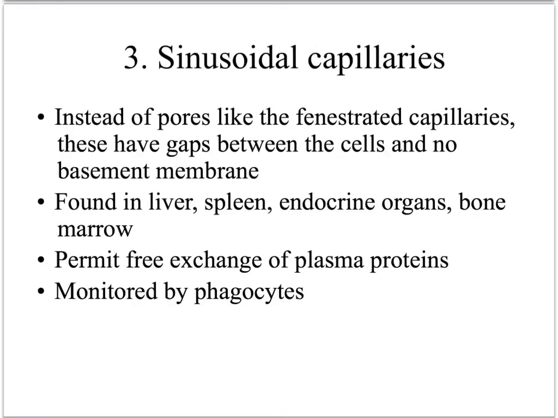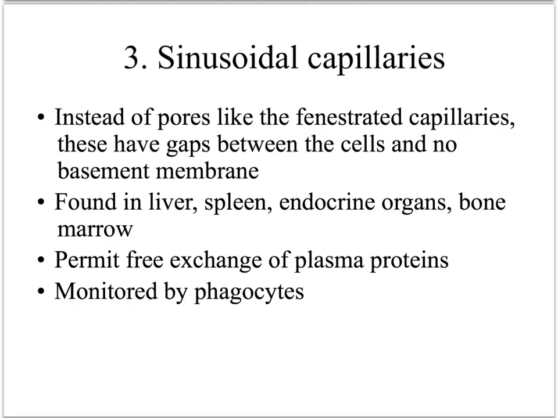The last type are referred to as sinusoidal capillaries. Instead of having pores in the individual cells, like the fenestrated capillaries, now you have gaps between the cells. So the cells don't have holes in them, you simply have gaps between the cells. And these capillaries don't even have the basement membrane. You'll find these in areas where you need really large particles to be able to go through: liver, spleen, endocrine organs, and the bone marrow. Some of the things that can move through these capillary gaps are going to be the large plasma proteins.